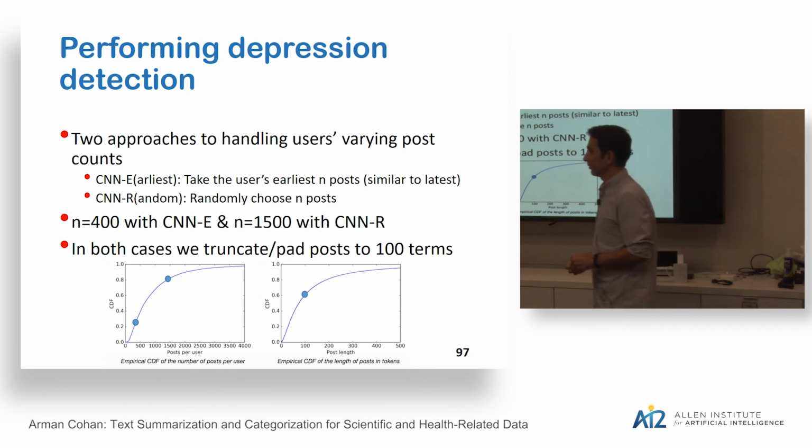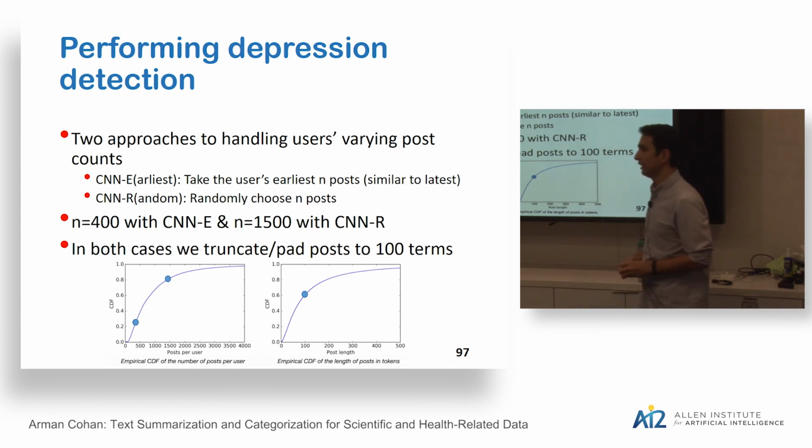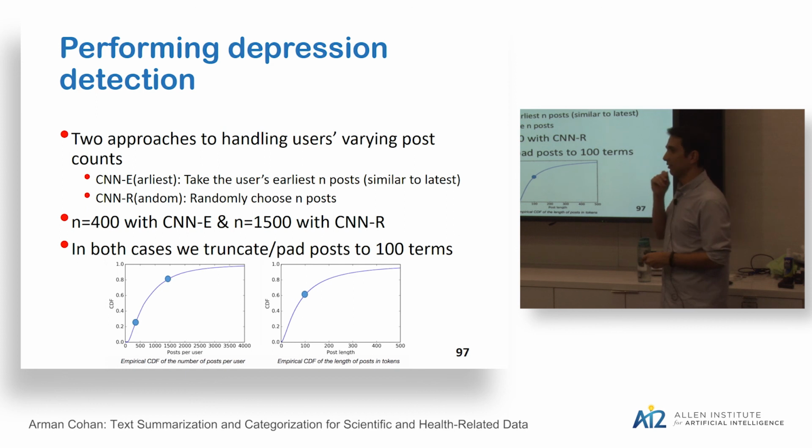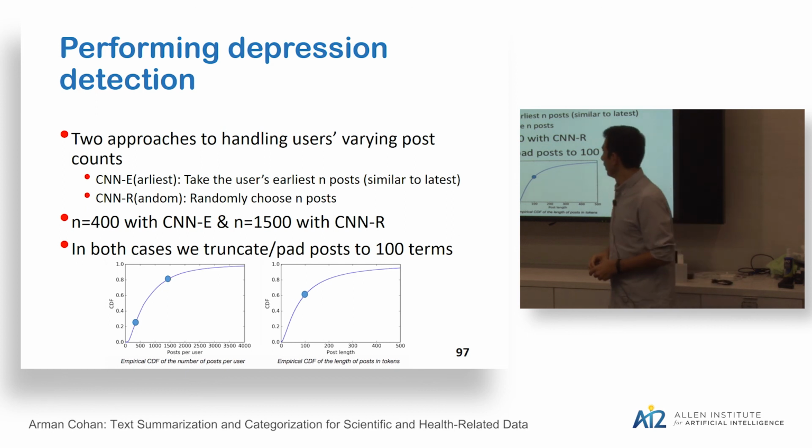So we have two models. First one is CNN-E, which takes the earliest posts of the user. This performs roughly similar to taking their last posts. And then we have CNN-R, which randomly takes users' posts. We take 400 posts for CNN-E and 1,500 for CNN-R, which were chosen empirically. And in both cases, we limit the post length to 100 words.